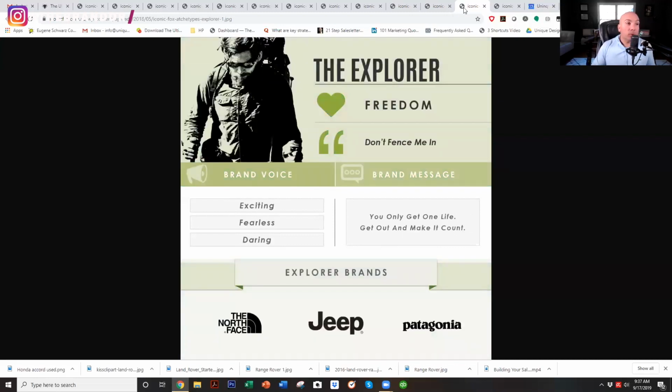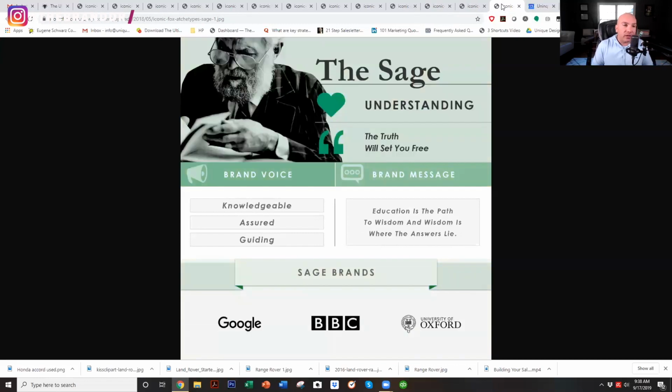Second to last, the explorer. They're all about freedom. Don't fence me in or I'm coming out, right? The brand voice, exciting, fearless, daring, right? You only get one life. Get out and make it count, right? And look at some of the Explorer brand examples here. Jeep, Patagonia, the North Face. So you see where I'm going here? When you start to really dial in your brand's personality, you really start to define who you are and who it is, right? When it comes to your brand. That's really going to help you connect with your audience, because without an audience, guys, we don't have a business, right? We don't have a business.